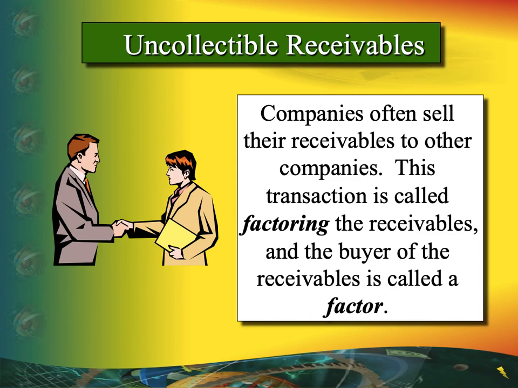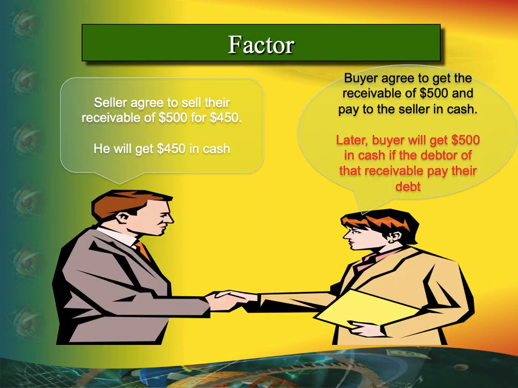Uncollectible receivable. Companies often sell their receivables to other companies. So a company can sell its receivable. This transaction is called factoring the receivable. The buyer of the receivable is called a factor. And how does the mechanism of a factor work?